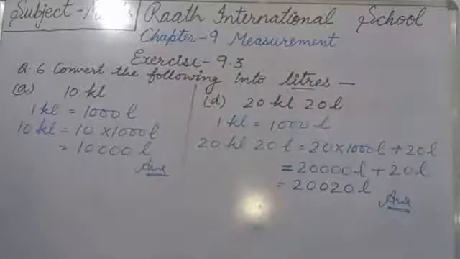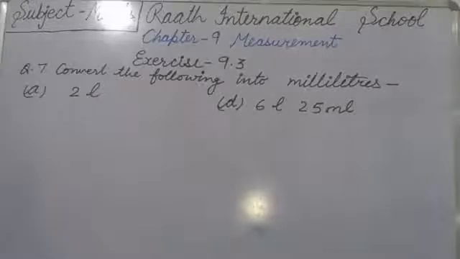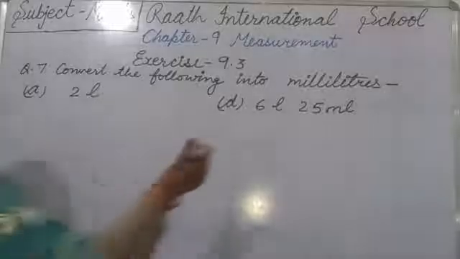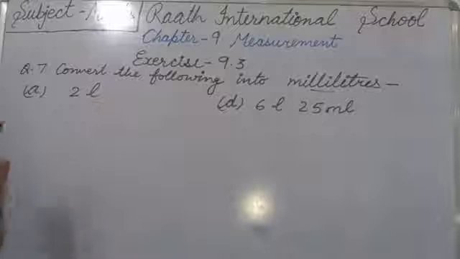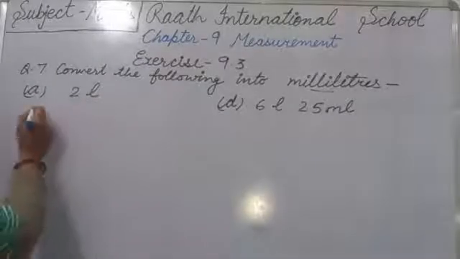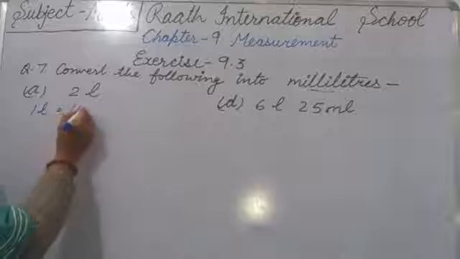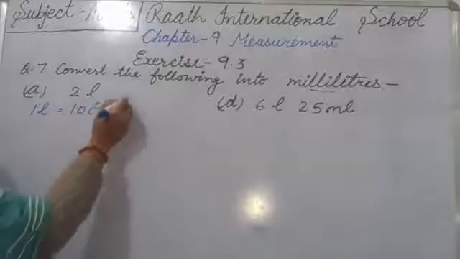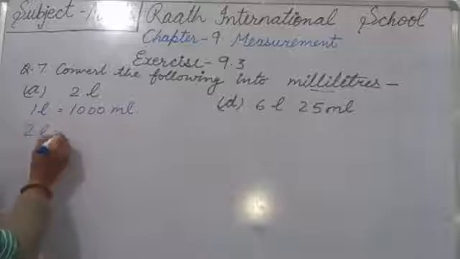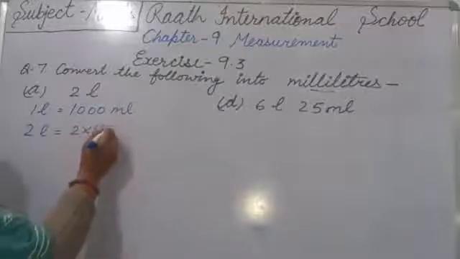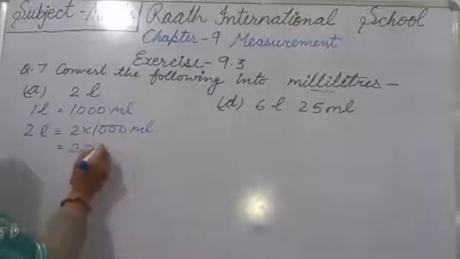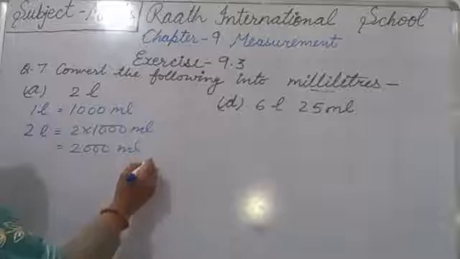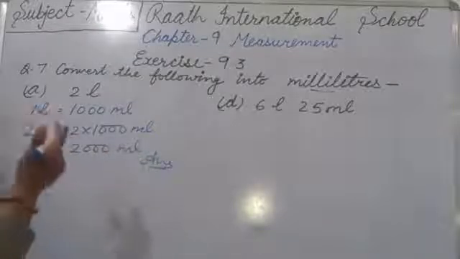Now we will do question number 7. Convert the following into milliliters. You will convert into milliliter. Here liter is given and you convert into milliliter. So A part, 2 liter. As we know, 1 liter, liter is big, equals 1000 milliliter. Now there is 2 liter. So 2 liter equals 2 multiplied by 1000 milliliter. So 2000 milliliter. That's your answer. In the same way you will do its B part also.